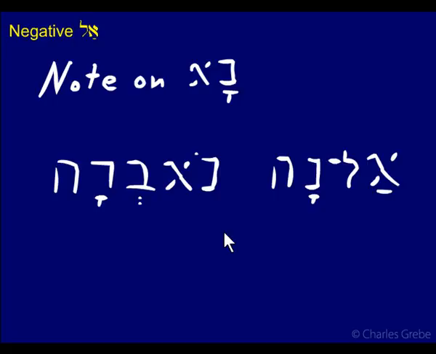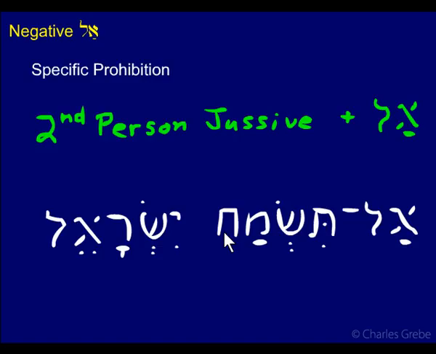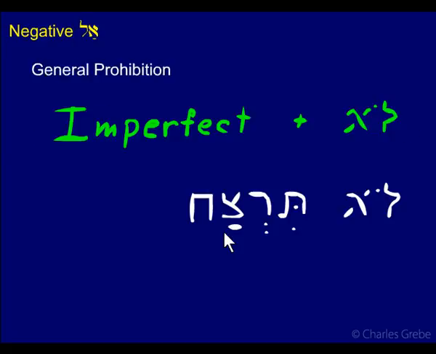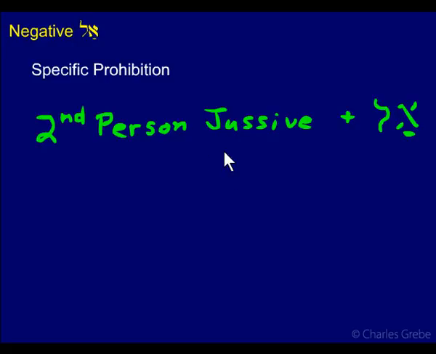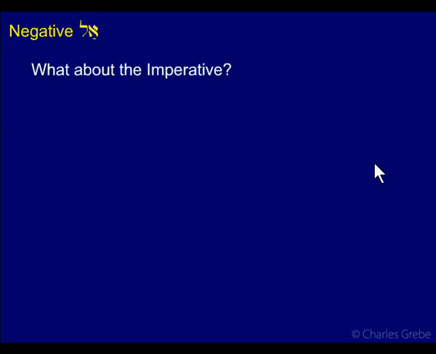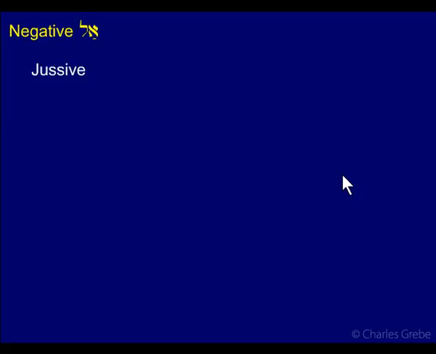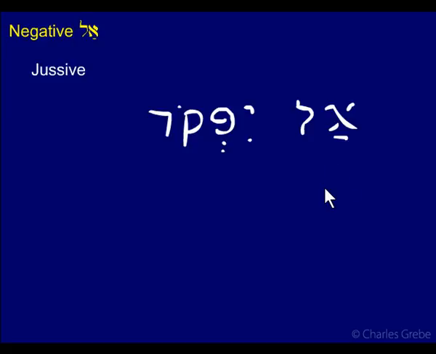So we have two types of prohibitions for second person. We have imperfect plus lo for general prohibition, and we have second person jussive plus al for specific prohibition. And then for cohortatives and jussives, we simply use al. And that's how you negate volitional forms.